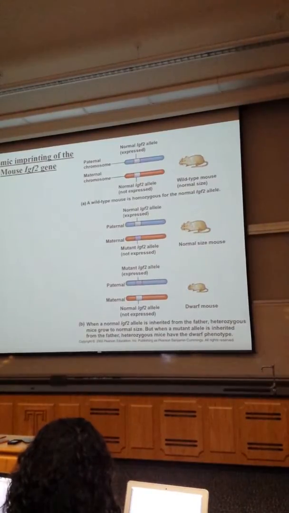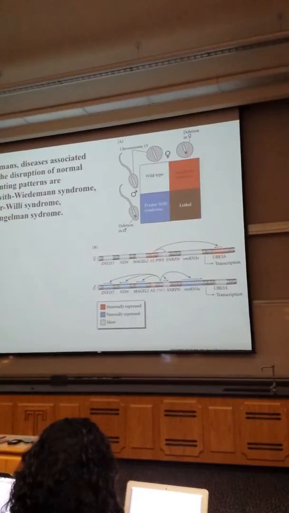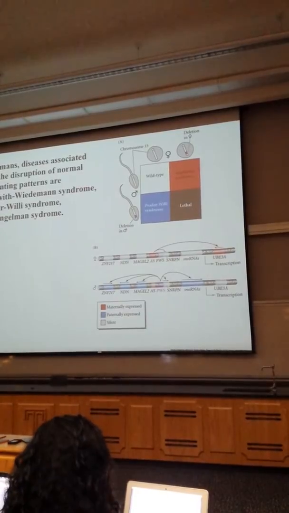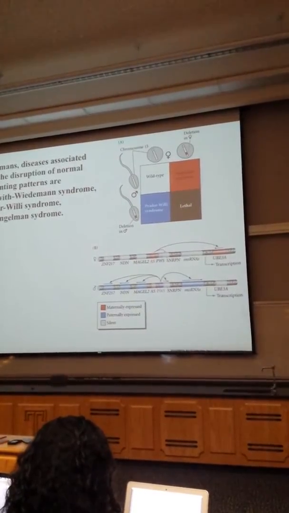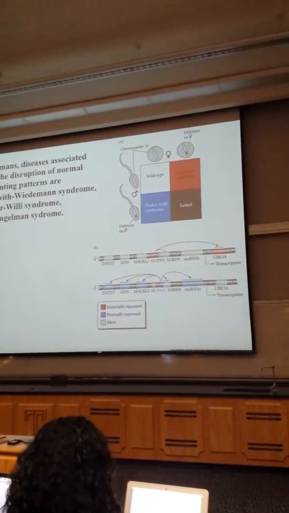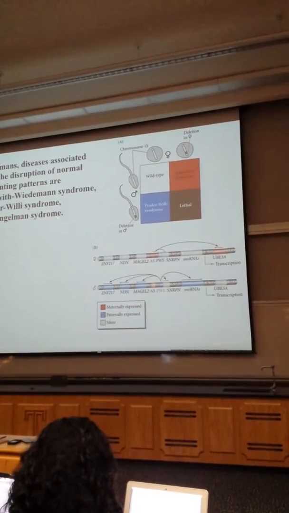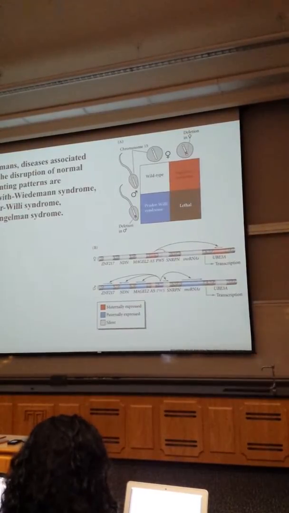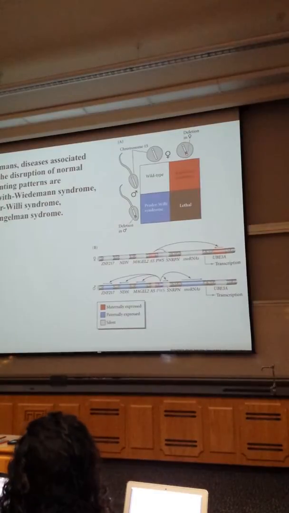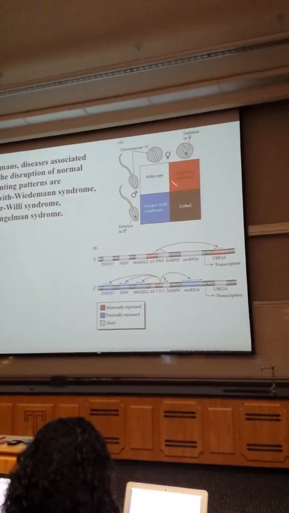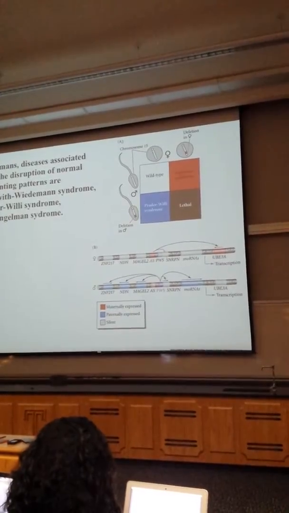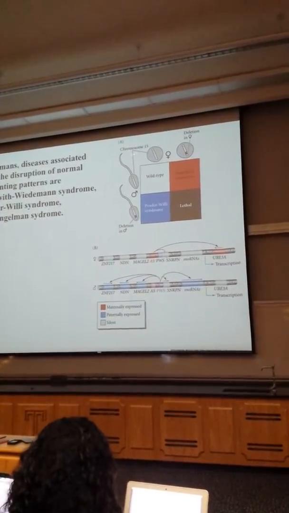That's okay. All right. In humans, we actually have diseases associated with imprinting. A number of these diseases that are very well known are Beckwith-Wiedemann syndrome, Prader-Willi syndrome, and Angelman syndrome. I'm going to talk about Prader-Willi syndrome and Angelman syndrome. The genes that are involved are on human chromosome 15.